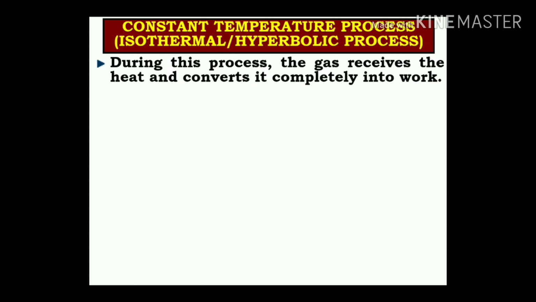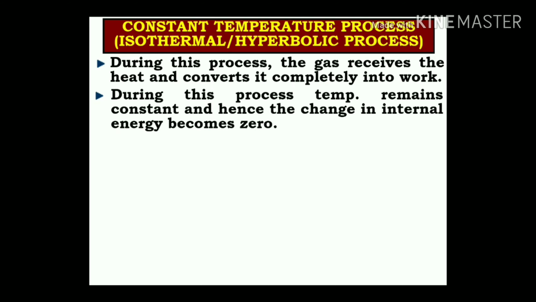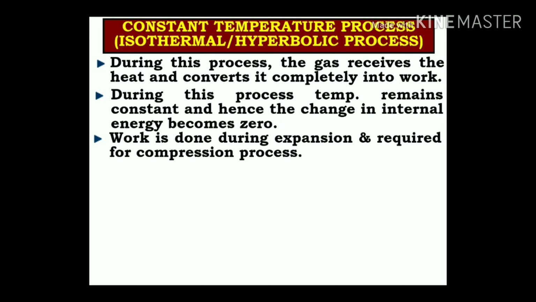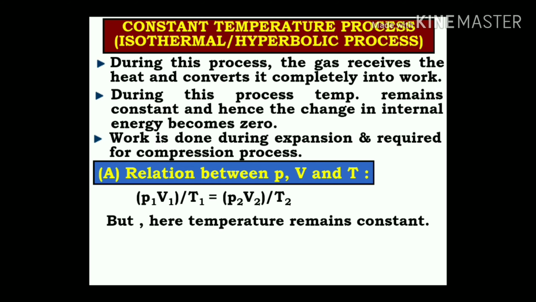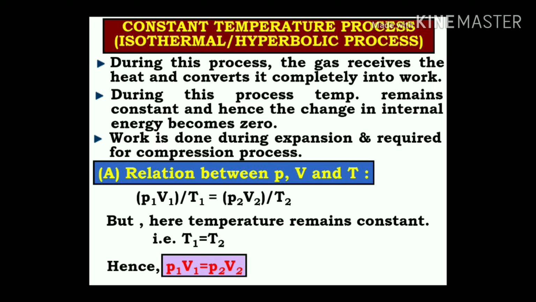During this process, the gas receives heat and converts it completely into work. During this process, temperature remains constant, and hence the change in internal energy becomes 0. Work is done during expansion and is required for the compression process. The relation between P, V and T is P1 V1 upon T1 equal to P2 V2 upon T2. In the case of constant temperature, T1 equals T2, that means P1 V1 equals P2 V2, and that is nothing but Boyle's law.